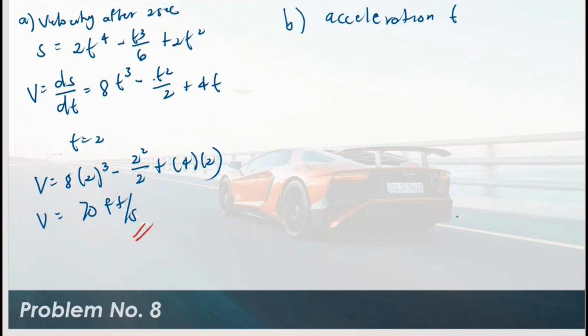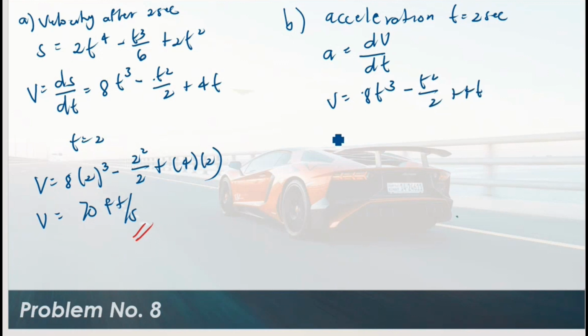Acceleration after 2 seconds. Okay, so we know that the acceleration is the first derivative of the velocity. And velocity is equal to 8t cubed minus t squared over 2 plus 40. So given that principle, let's take the derivative.